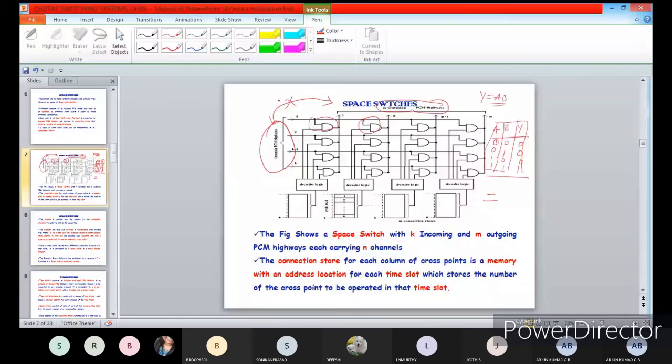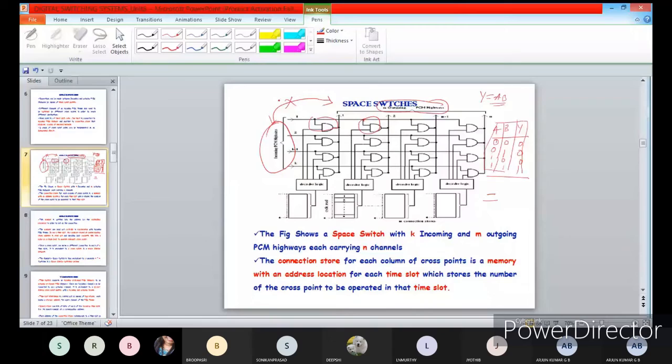Then you can see in the figure a group of cross point gates. This can be implemented in integrated circuits. The group of these will be implemented in a single IC. Everything should be implemented in a single IC. A group of cross point gates is implemented as an integrated circuit, for example by using a multiplexer chip. This is a multiplexer chip. You can see that the incoming line will be K.